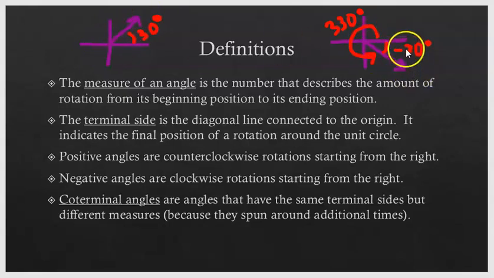For example, right here, I showed that I could call this negative 30 degrees, but it's also the same as positive 330 degrees. So you could rotate a much bigger angle going around counterclockwise than you would going clockwise. But both of these measurements indicate the same diagonal purple line here. So we call these two measurements coterminal angles. Basically, they have just spun around additional times from each other.